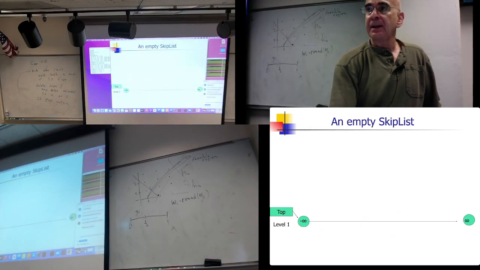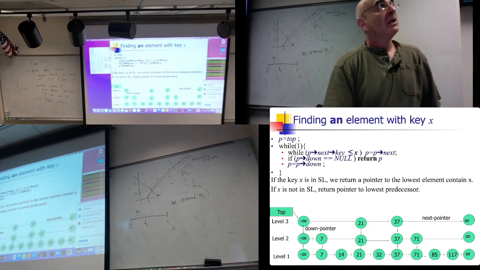Okay, here is an empty skip list. It's not the only way that an empty skip list might look. You can look at it in other ways. It might have more levels, but there are no keys. Still, the minus infinity and infinity are there.